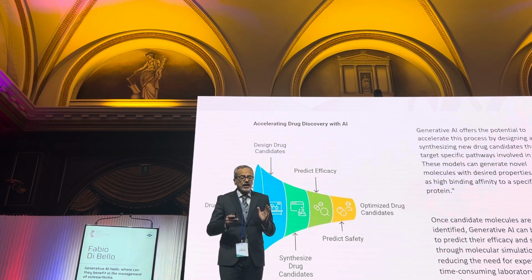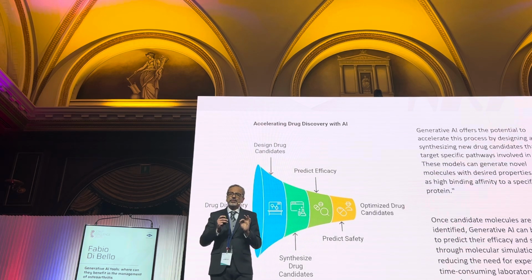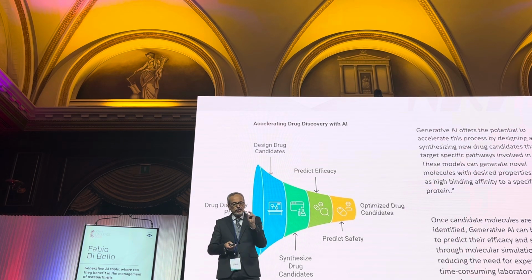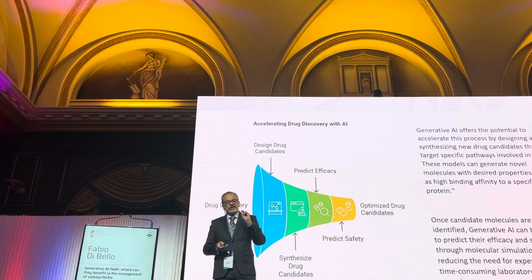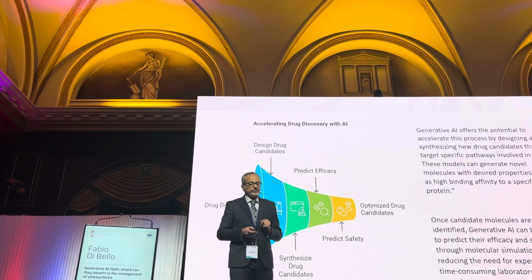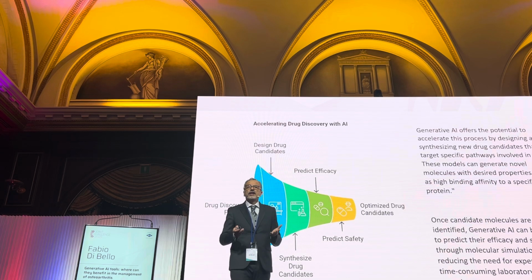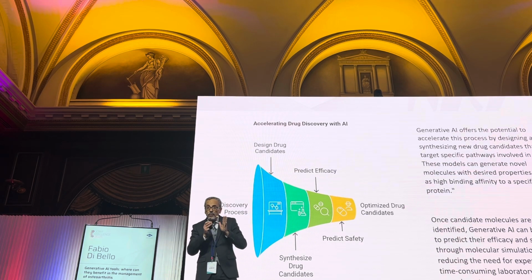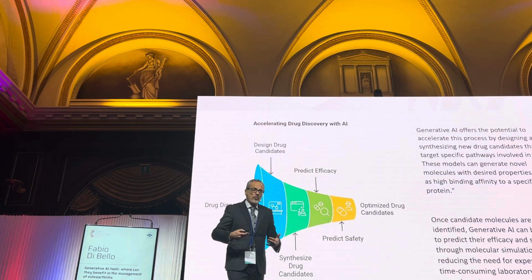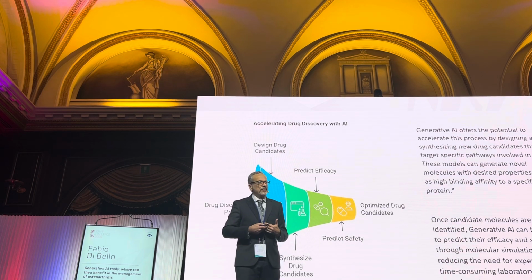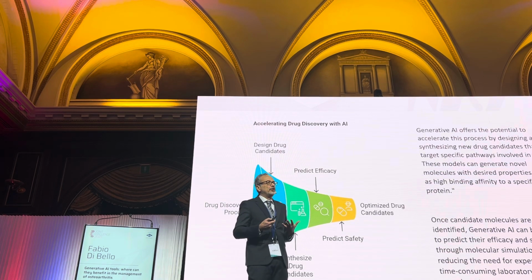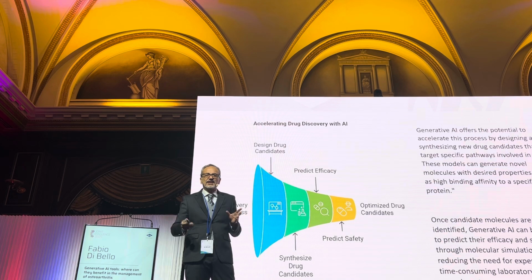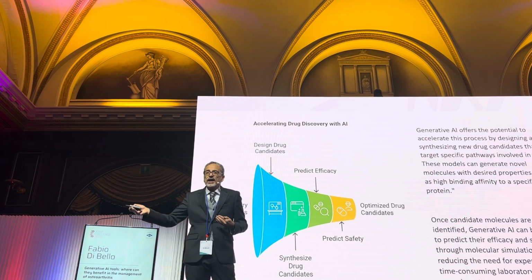And these models can generate novel molecules with desired properties. So you really engineer the proteins. And those proteins can be engineered to make sure that they bind affinity to a specific target protein. And once the candidate molecules are identified, generative AI can be used to predict their efficacy and safety through molecular simulation. Again, you know, computational power becomes more and more powerful, and we are now capable to simulate how a protein or how a molecule interacts with all the other molecules and bacteria in the entire body. So you don't actually need to go through the entire process of trialing.